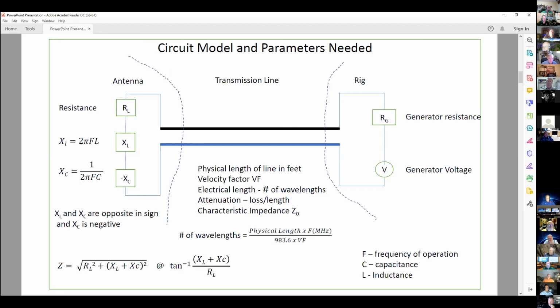It has a velocity factor. In other words, how fast do the radio waves travel down the wire? It has an electrical length, which is different from its physical length. And it has some sort of loss characteristics we generally refer to as attenuation. So if you look at your spec sheet on a piece of coax, it'll tell you something like 0.9 dB per 100 feet or something like that. But it has a loss, and it has a characteristic impedance.